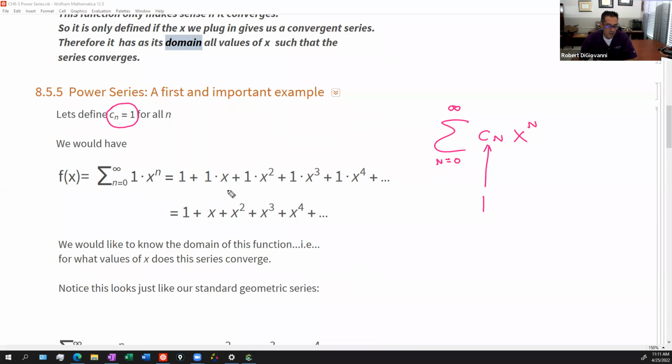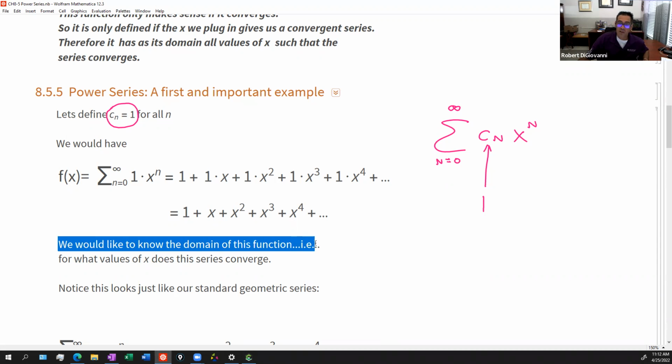Then x to the 1st, with a 1 in front of it, then x squared, then x cubed, then x to the 4th, so on and so forth forever. This goes forever and ever. So what we'd like to know is, what is the domain of this function? For what values of x will this converge? For what values of x will this diverge?